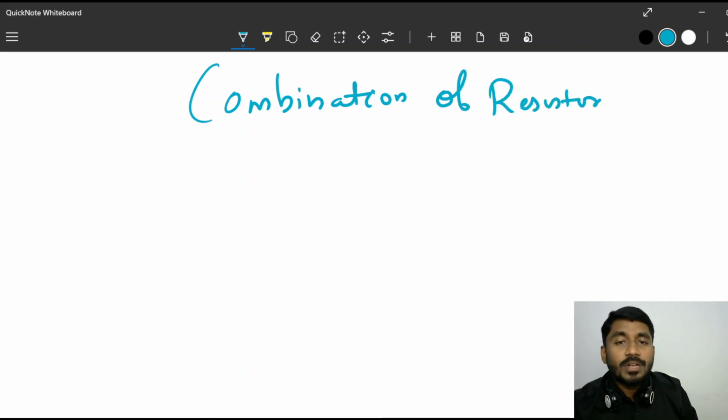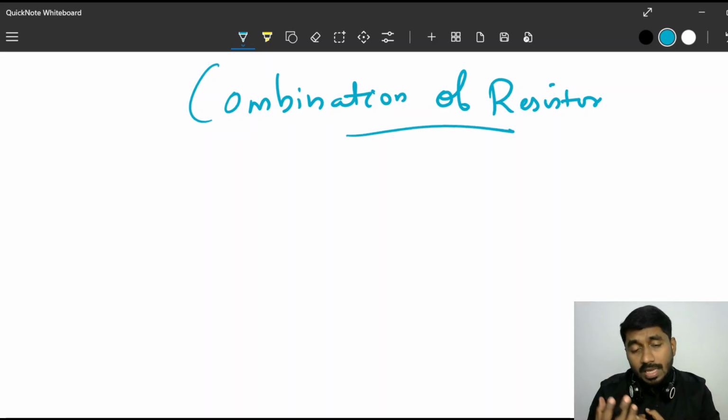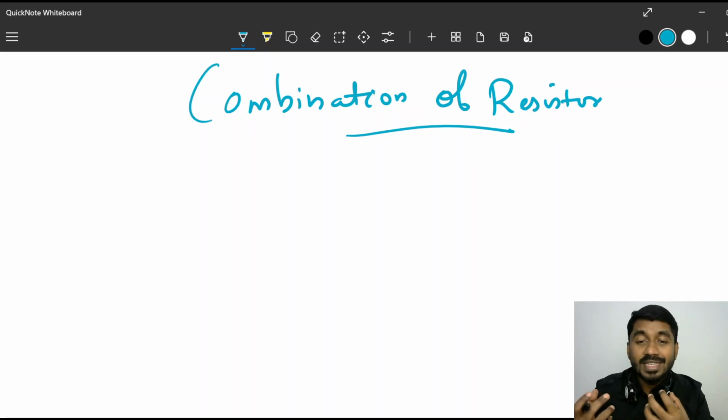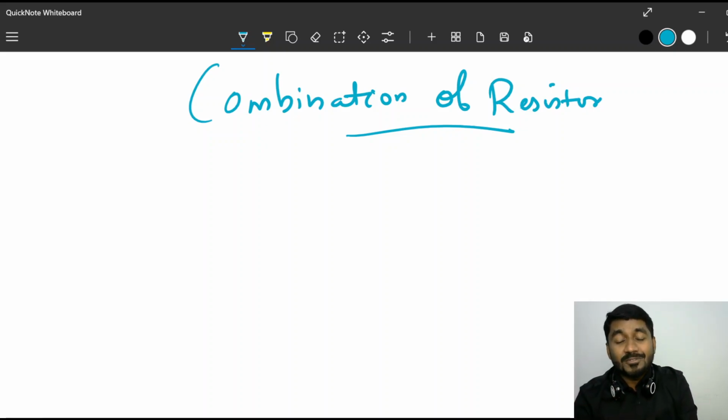Let's move on to the next topic, combination of resistors. For example, I am going to a shop, and I want to make a 9 ohm resistance, but the shop only has 3 ohm resistances. So how can I make 9 ohm from 3 ohm? And for example, I also want to make a 1 ohm, and the shopkeeper only has 3 ohm. So how do I make 1 ohm and 9 ohm from 3 ohm? That's the relevance of combination of resistance.